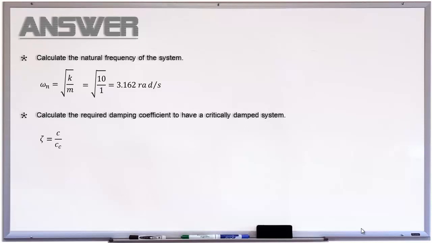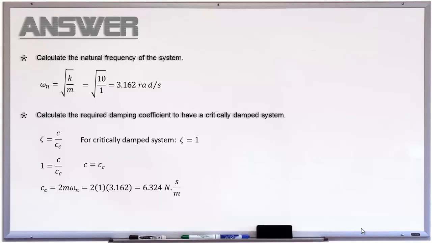Now, the third requirement is to calculate the required damping coefficient to have a critically damped system. We have zeta equals the damping coefficient over the critical damping coefficient. For a critically damped system, zeta equals 1, which means that C equals Cc. Now, Cc equals 2m omega n, and we can get the value of 6.324, and therefore our damping coefficient C equals this value.